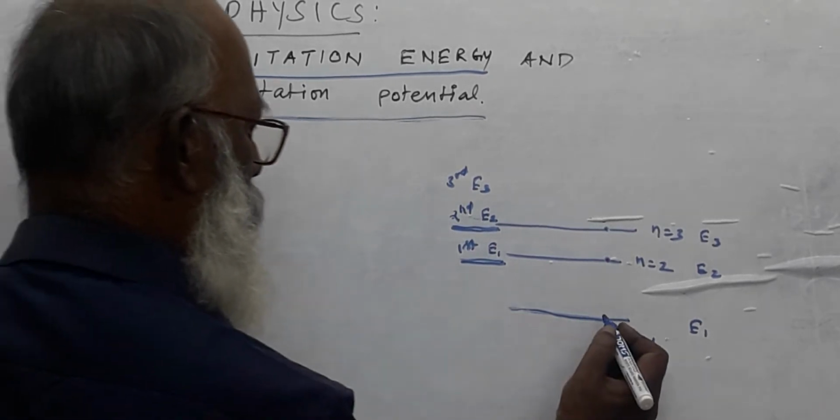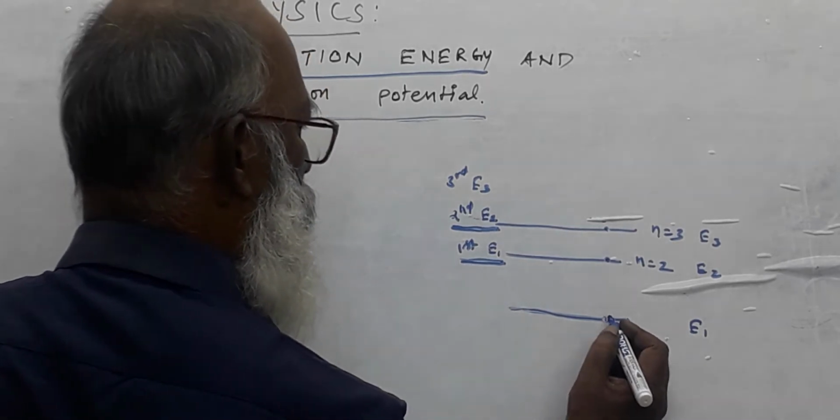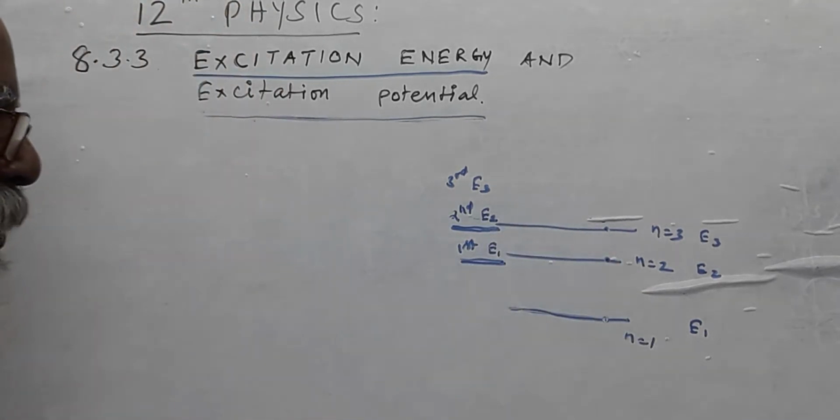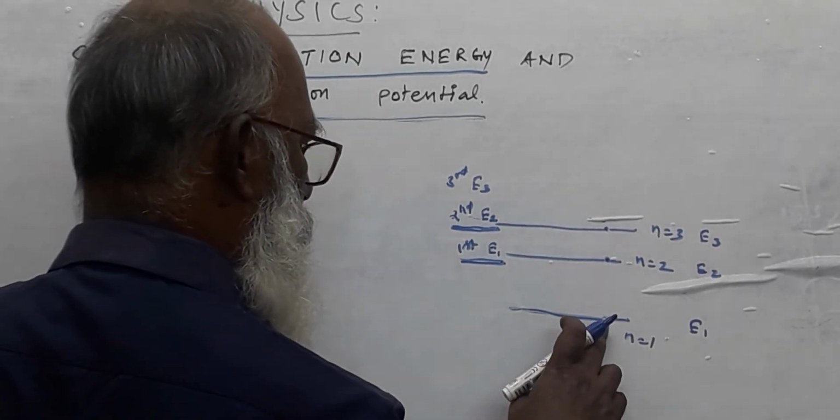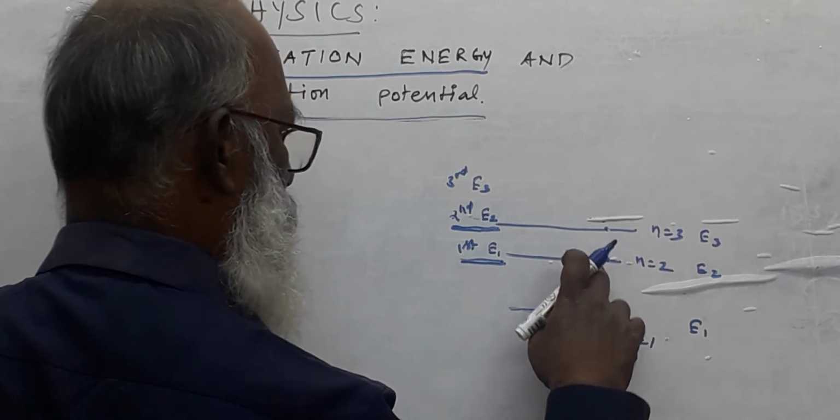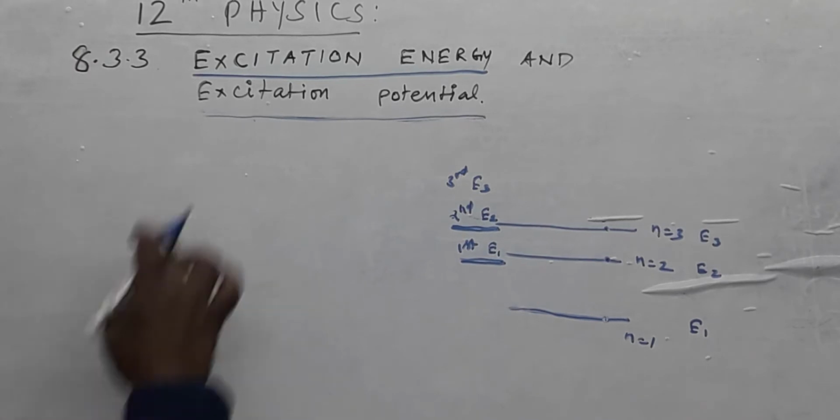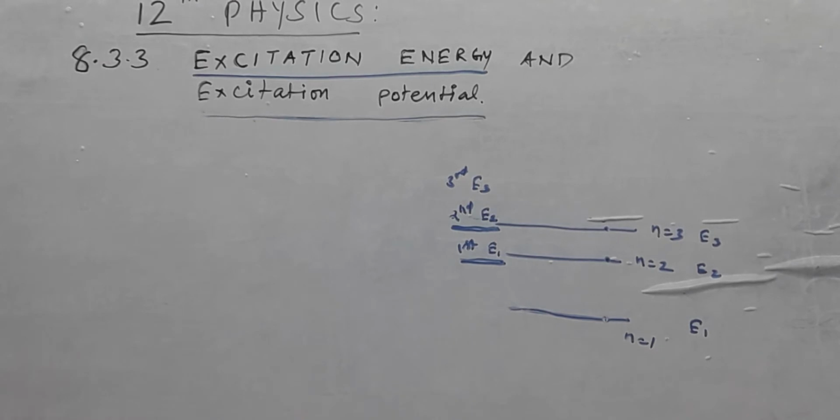So what is excitation energy? If you want to bring an electron in the lowest energy level to the first excited state, you have to spend some amount of energy. The amount of energy required to shift the electron from the lowest energy state to the first excited state is called excitation energy. This is a very important 3-mark question.